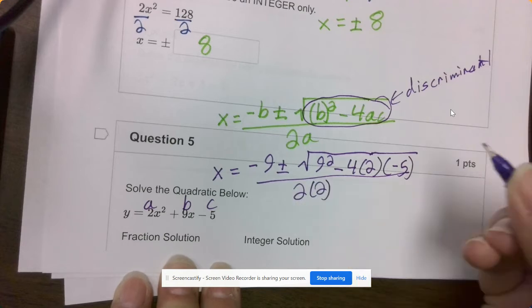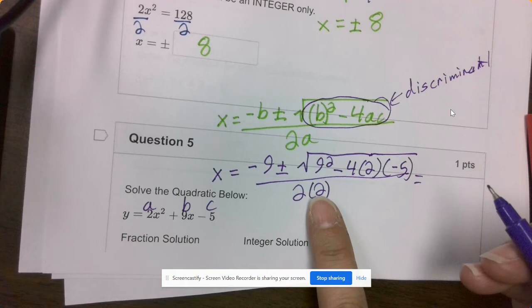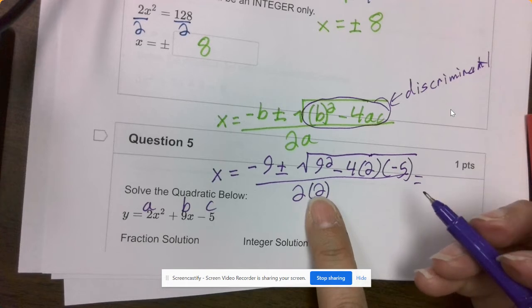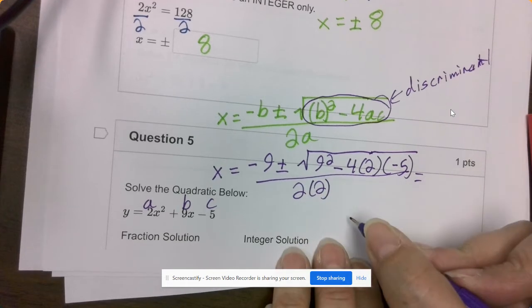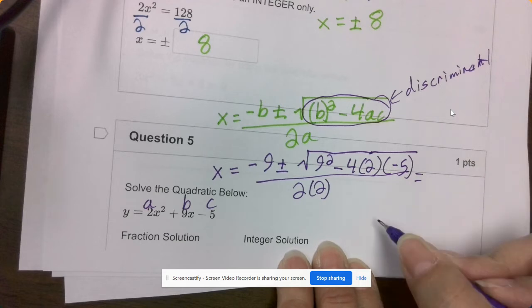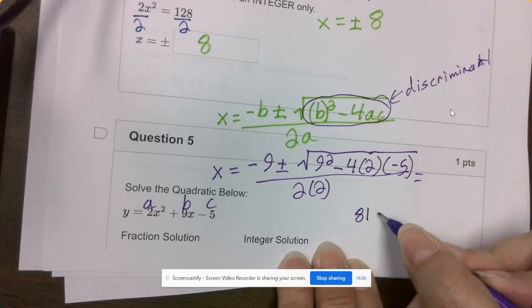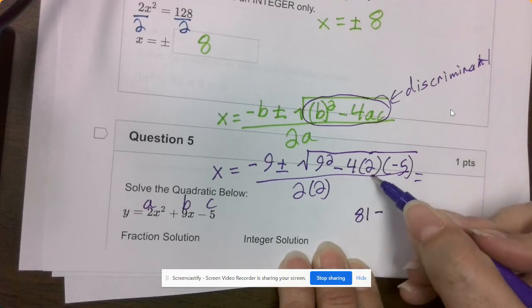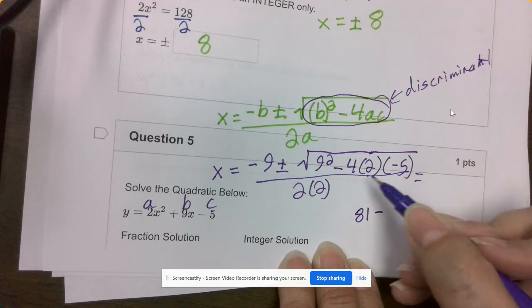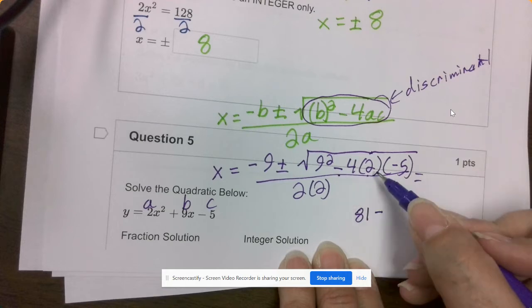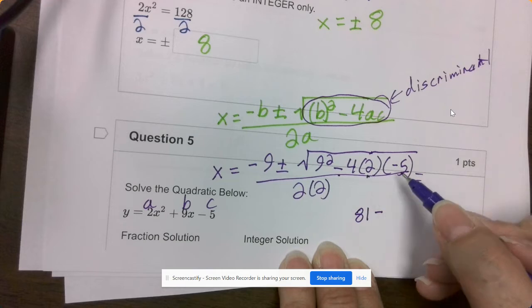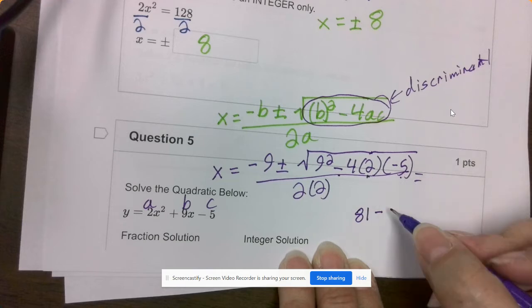Remember we're going to do this part first. So that's going to be 9 squared. Plug it in the calculator, everybody. So we're going to get 81 minus 4 times 2, which is 8. So everybody, this is a negative 4. Negative 4 times 2 is negative 8. Negative 8 times negative 5 is going to be 40.